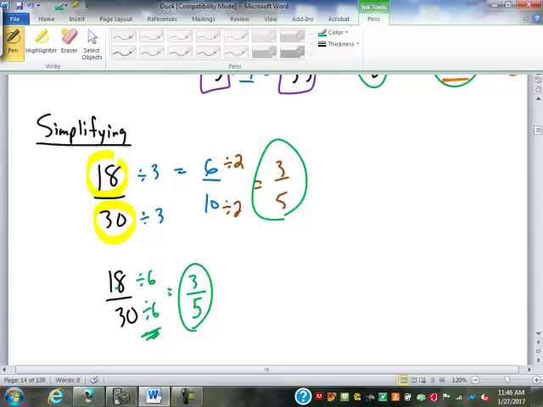Finding the 6 just makes the process a little shorter. If you find that largest divisor or largest factor, it makes it a one-step process, one division. But you don't necessarily have to find that largest one. You can do smaller common factors, and just go through a couple of steps.